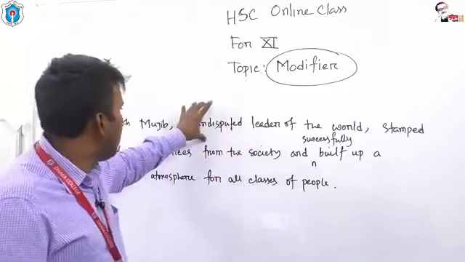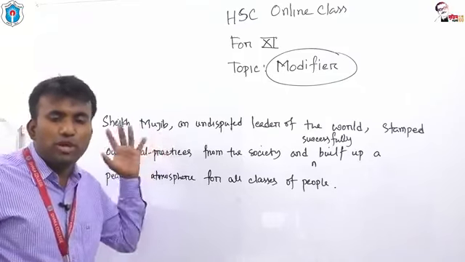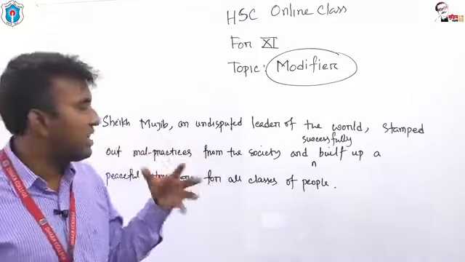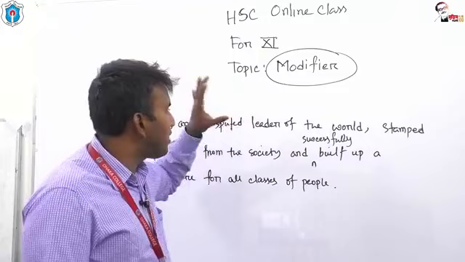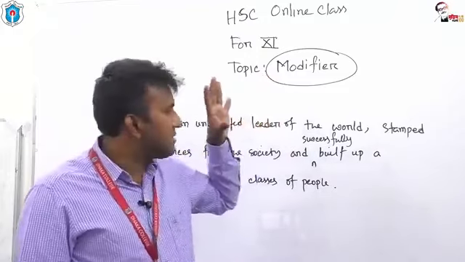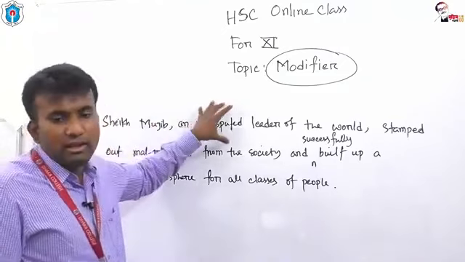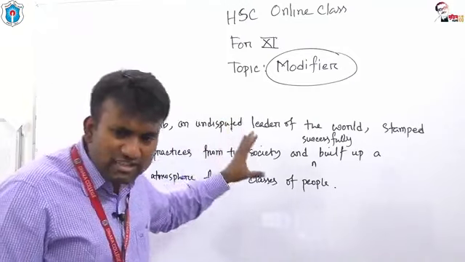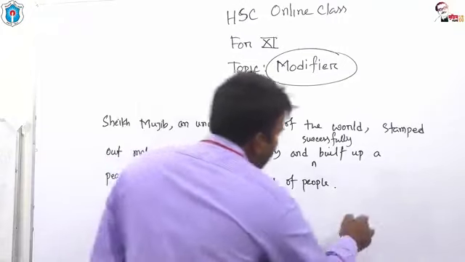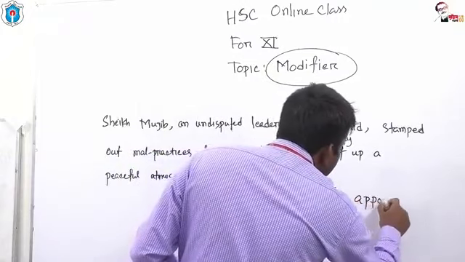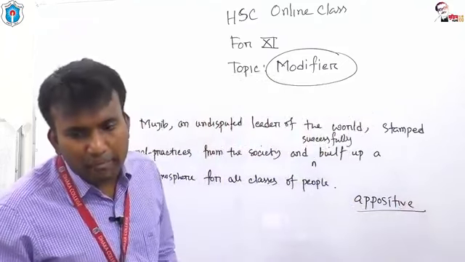Look at this, we are talking about Sheikh Mujib, and about Sheikh Mujib we have got additional information. And what is the additional information? An undisputed leader of the world. It is additional information about the noun Sheikh Mujib. That's why I can say it's a phrase, and actually this phrase is called an appositive. In modifier it is called appositive.